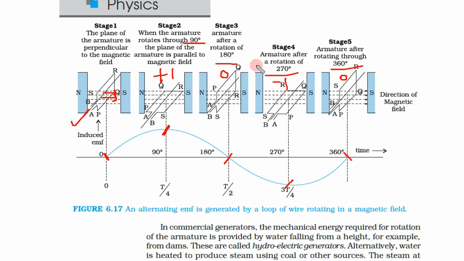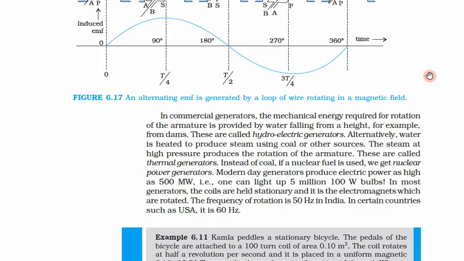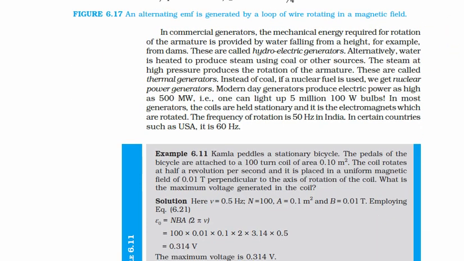So in this way rotating coil generates the EMF, and in between positions have not been shown, but they can be shown with the help of this sine wave. So this sine wave goes on. In such a way we produce alternating current with the help of an AC generator. Here is some brief description. In a commercial generator, mechanical energy is required for rotation of the armature, and it is provided by water falling from a height. For example, in dams, water falls from the dam and rotates a generator.